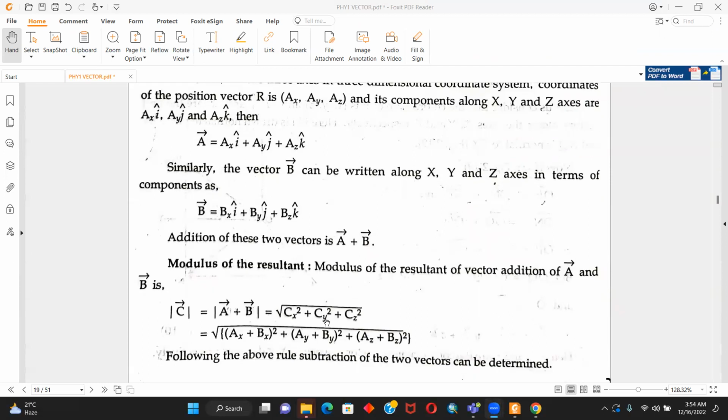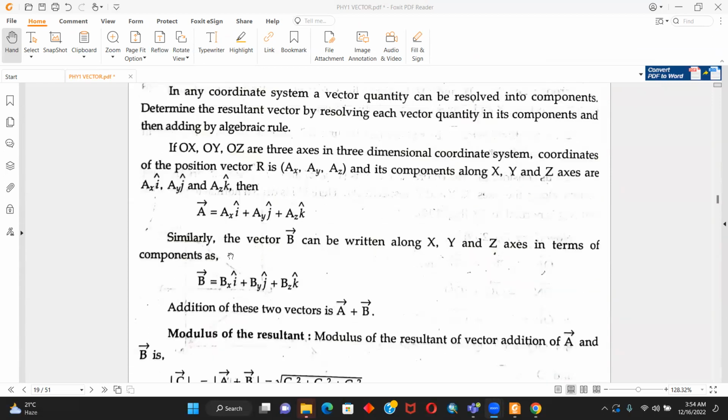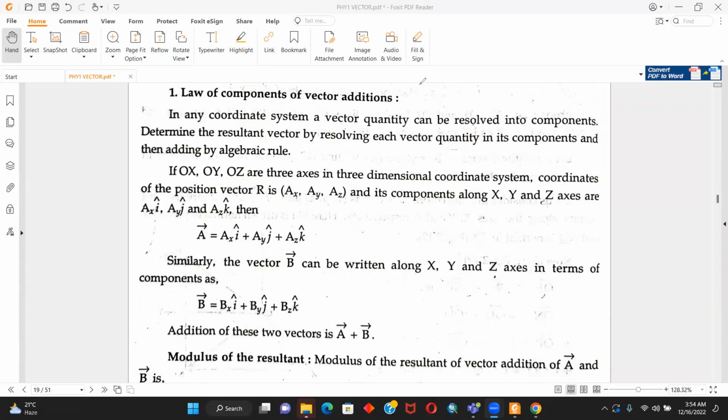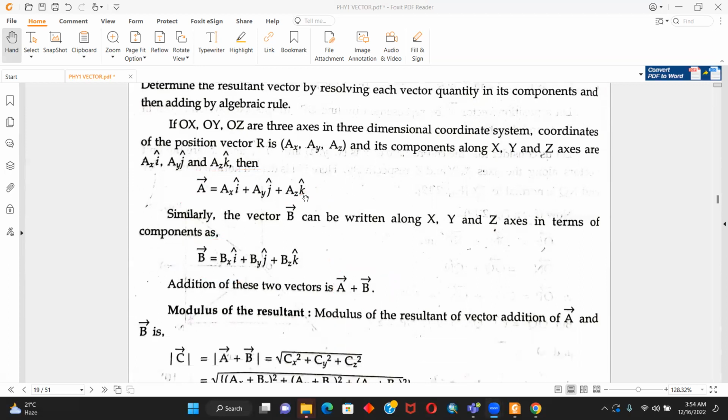Nothing to worry about there. You can write these things down, or you have it in the book as well. These are generalized terms: axi plus ayj plus azk, and bxi plus byj plus bzk, where bx is the x coordinate of b vector, by is the y coordinate of b vector, ax is the x coordinate of a vector, and so on. And the addition is a vector plus b vector, and I have shown you in detail.